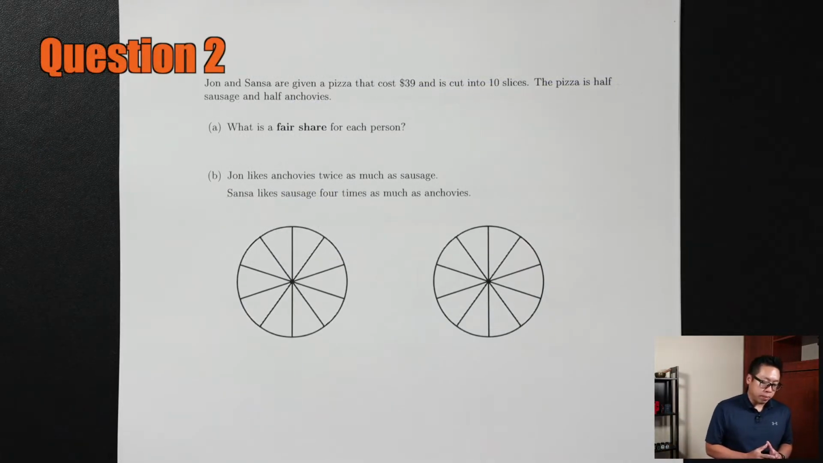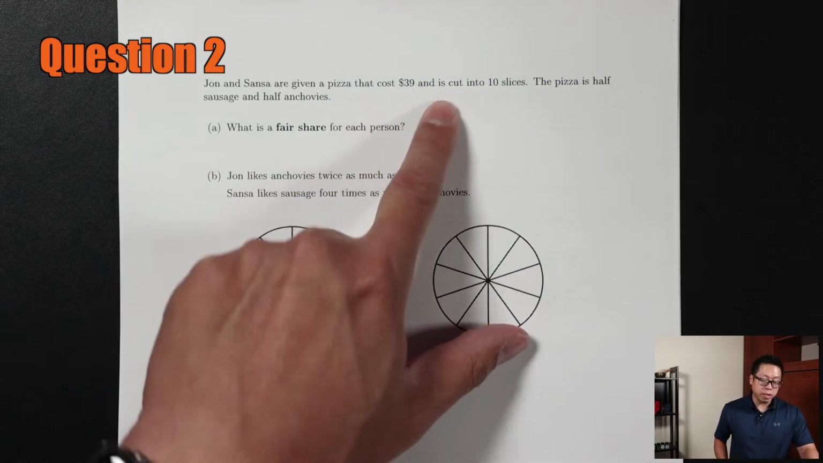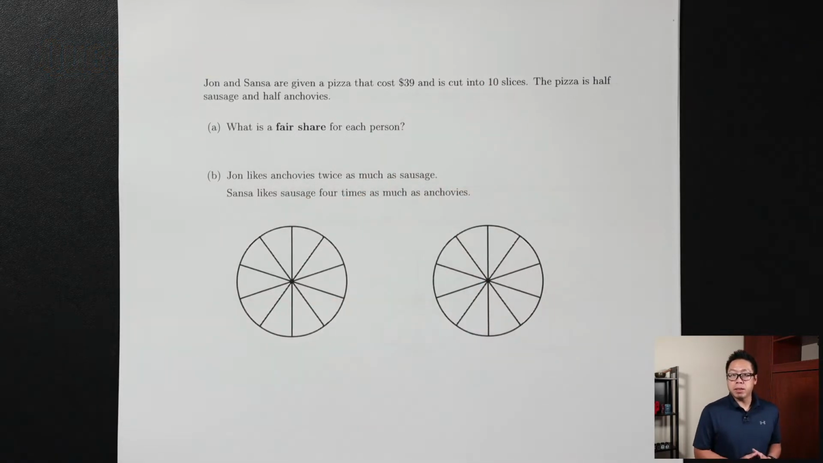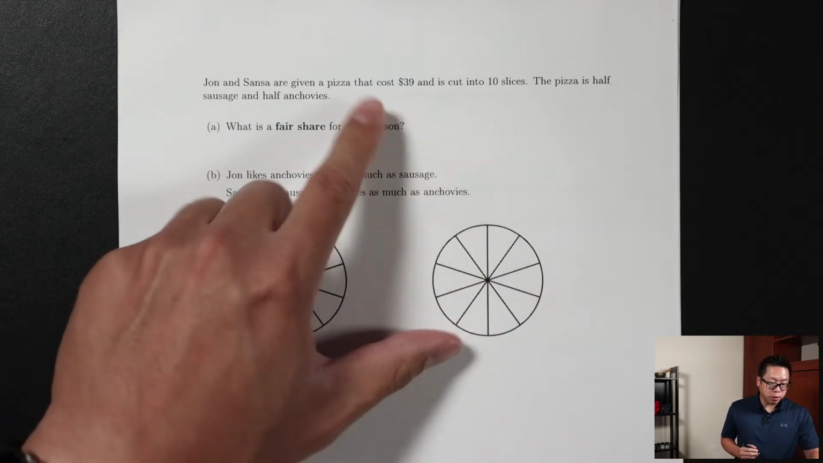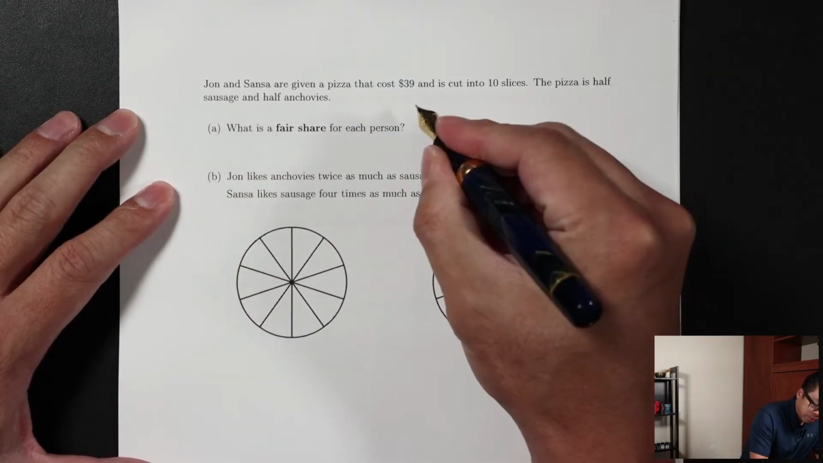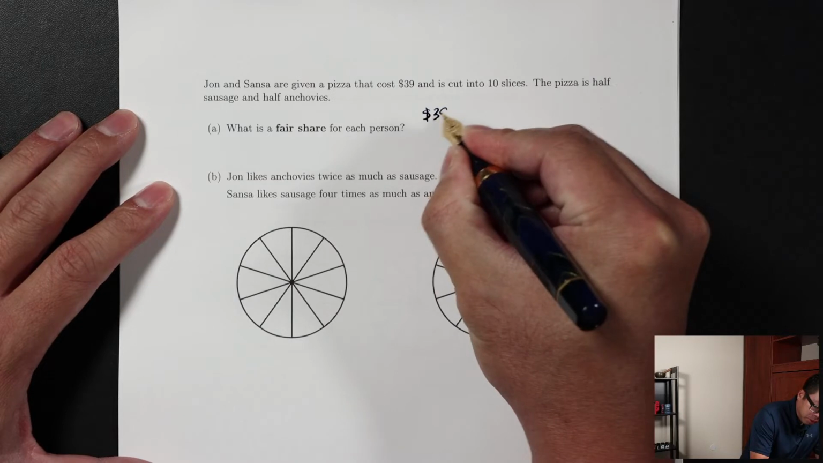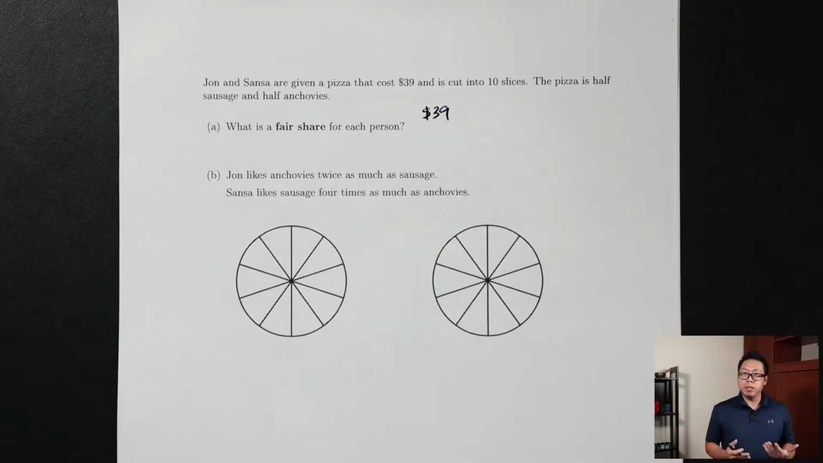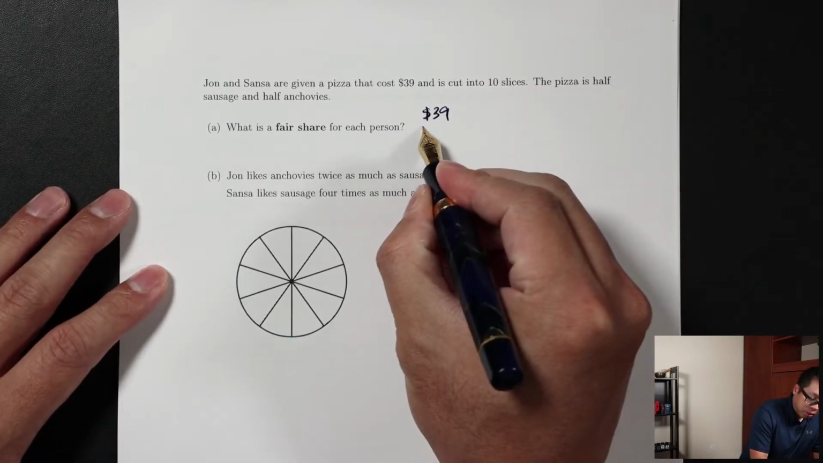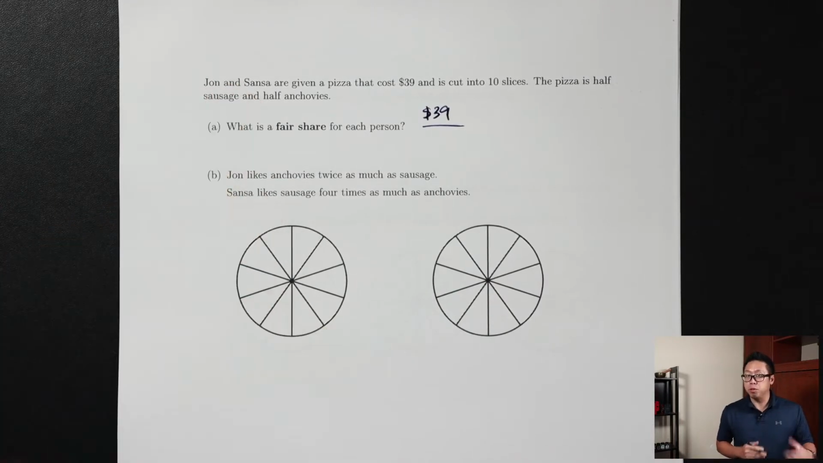John and Sansa are given a pizza that costs $39 and is cut into 10 slices. The pizza is half sausage and half anchovies. Part A, what is a fair share for each person? A fair share is how much pizza each person deserves in dollar amounts. This entire pizza is worth $39. And how many people are we sharing this pizza among? We're sharing this between John and Sansa, so 2 people.